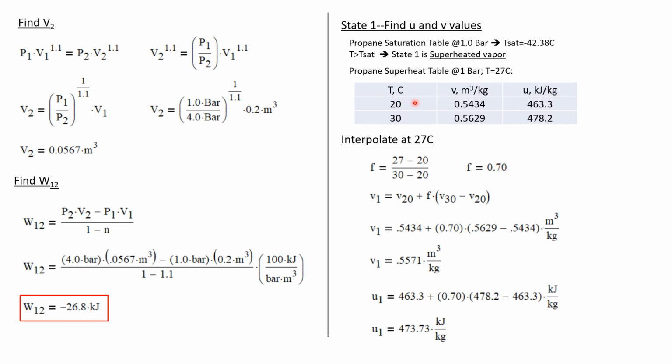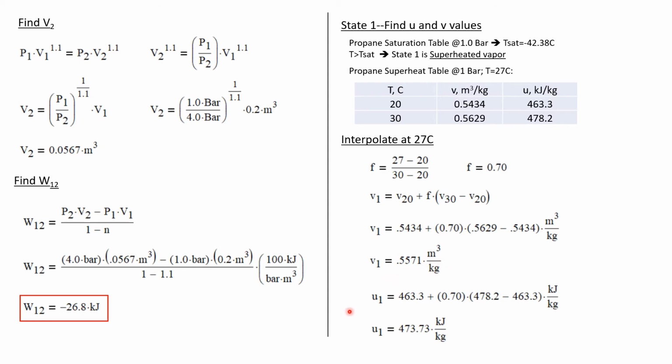27 degrees is 70% of the distance between 20 and 30. So V1 is the value of a specific volume at 20 degrees plus my interpolation factor times the value of a specific volume at 30 degrees minus the specific volume at 20 degrees. I can take all those values out of this table, and I get V1 is 0.5571 cubic meters per kilogram.